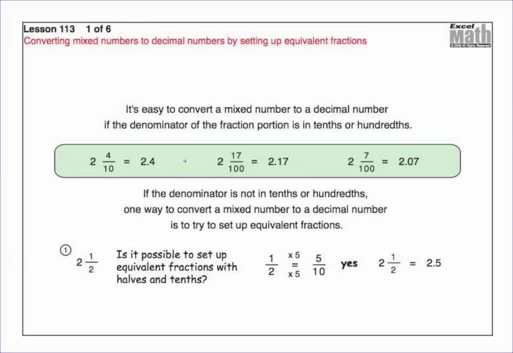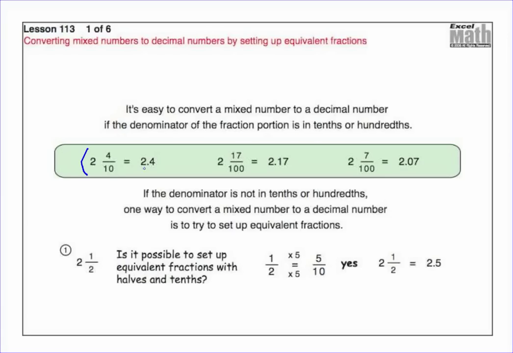Fifth grade Excel, lesson 113, converting mixed numbers to decimal numbers by setting up equivalent fractions. It's easy to convert a mixed number to a decimal number if the denominator of the fraction portion is in tenths or hundredths. So for example, you've been doing these already.